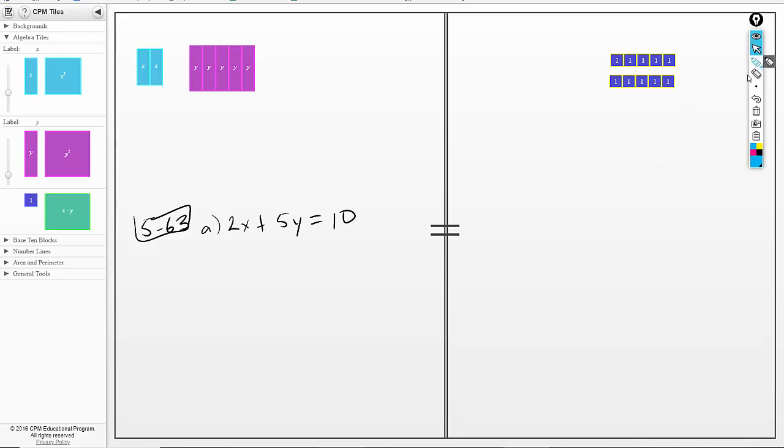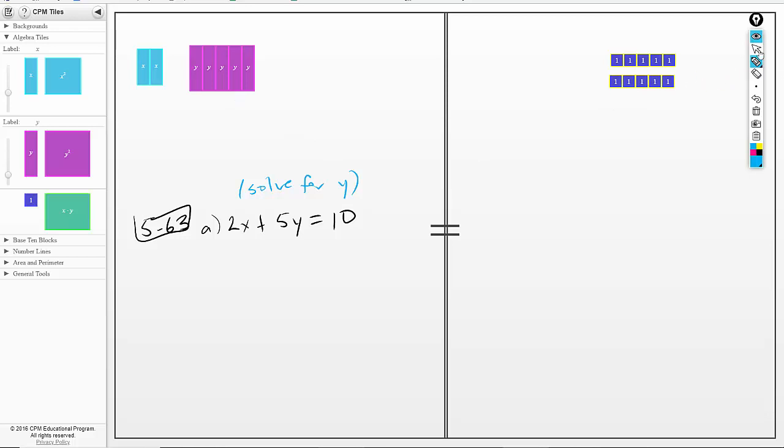Okay, so for 5-63A, this looks a little different. What we're going to do is we're solving for y. It did ask us to solve for y. And I wanted to have the screen up so I could show you guys the algebra tiles and what it looks like. So we have 2x plus 5y equals 10.